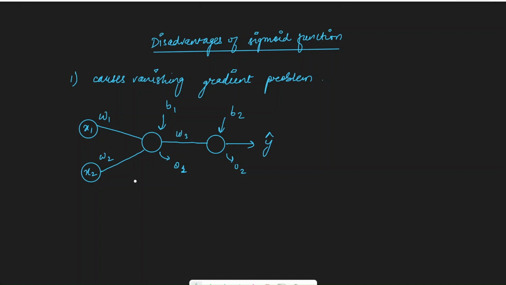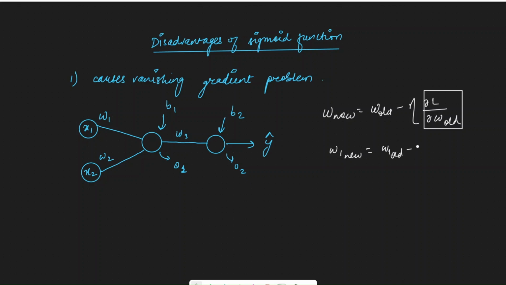Now suppose that we are trying to update this weight. So we know that the weight updation formula is W new is equal to W old minus learning rate times the derivative of the loss function with respect to W old. Now we are focusing on this term only because this is the most important term which will help us understand the vanishing gradient problem. Let us do this for W1. So our formula would be W1 new is equal to W1 old minus eta times the derivative of the loss function with respect to the derivative of W1 old.